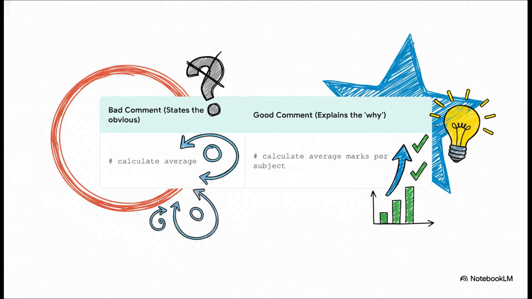Now check this out, because this slide really nails it. The comment on the left is bad because it's just stating the obvious. We can literally read the code and see that it's calculating an average. It adds zero new information. But the comment on the right, now that is a good comment. It clarifies what kind of average, the average marks per subject. It explains the why, the intent behind the code.